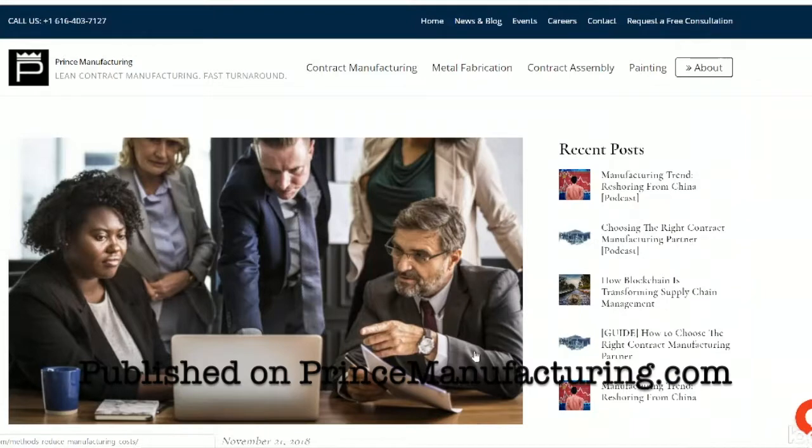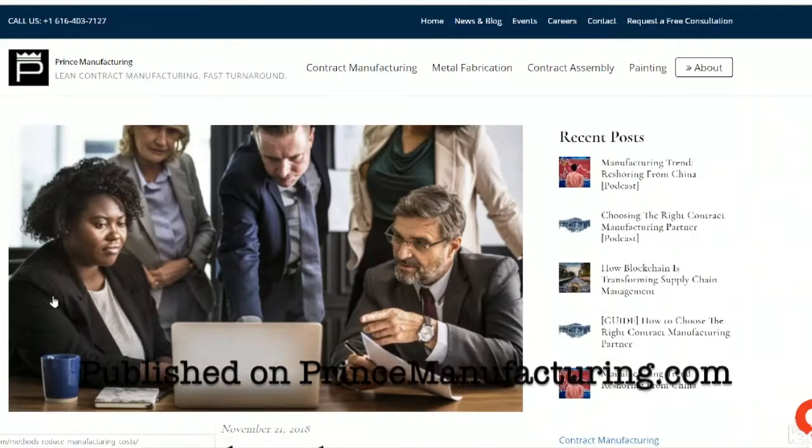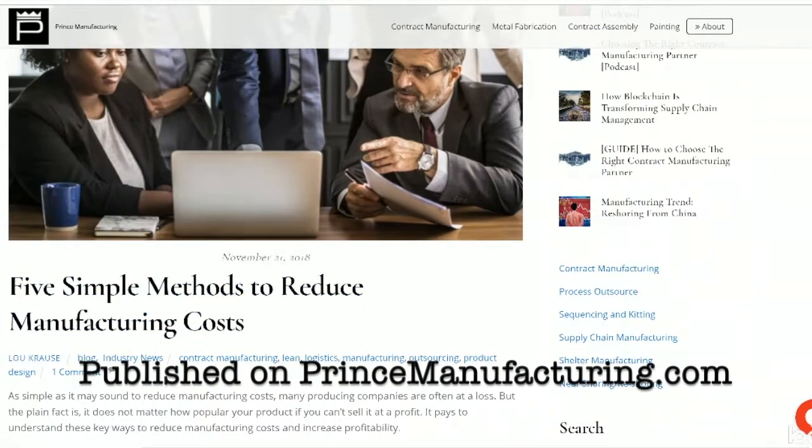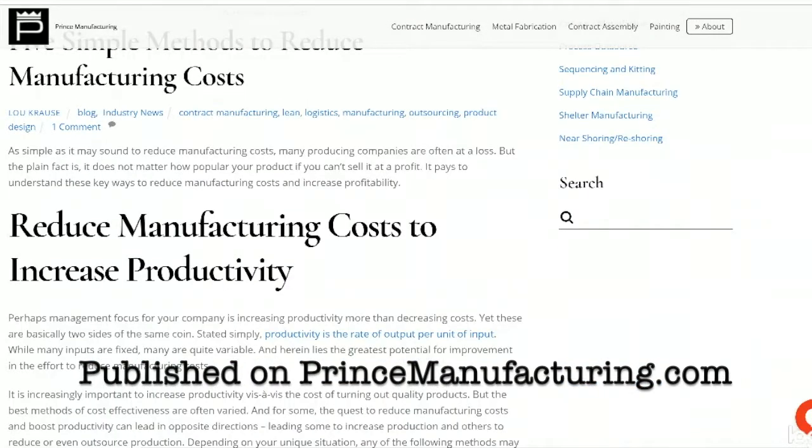Today from the Prince Manufacturing blog, 5 simple methods to reduce manufacturing costs. As simple as it may sound, to reduce manufacturing costs, many producing companies are often at a loss. But the plain fact is, it does not matter how popular your product is if you can't sell it at a profit. It pays to understand these key ways to reduce manufacturing costs and increase profitability.